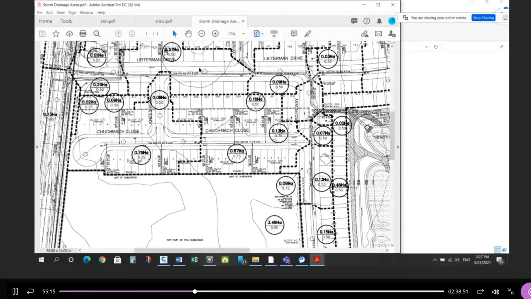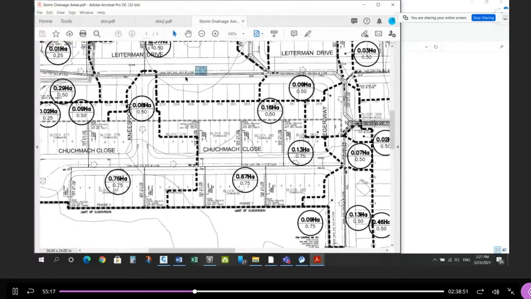See this fat arrow here? It's flowing from here along here. It takes a turn and goes down this way. This pipe is flowing this way, it turns and it goes this way. So if you look at the profile for Chuchmak versus the profile for this road, you'll find this pipe is a little bit deeper, or lower in elevation, than this one. So you always want to connect to the low side. So whether you go to this street from the backyards or this street from the backyards is dictated by which pipe has the lower elevations.